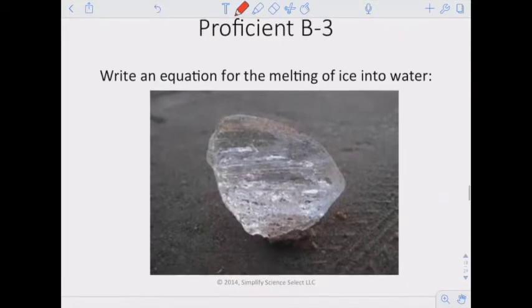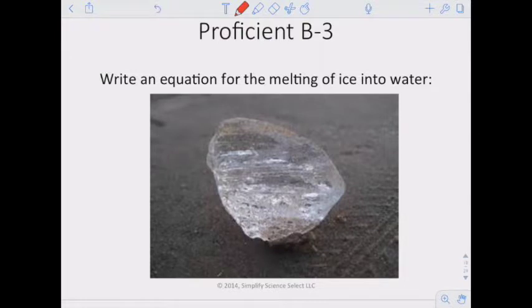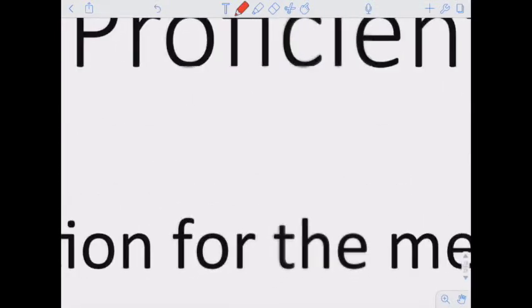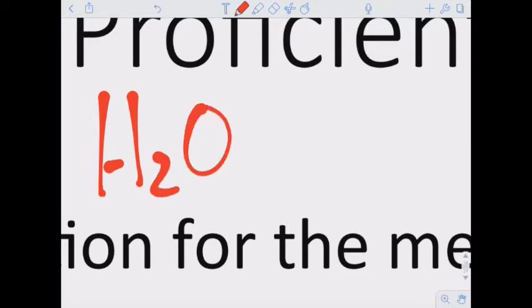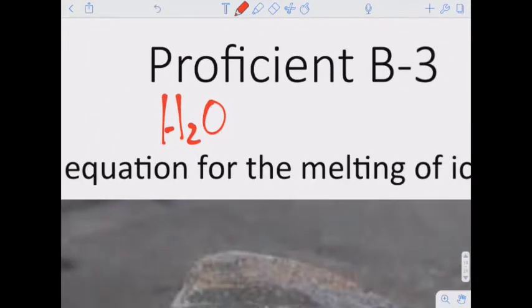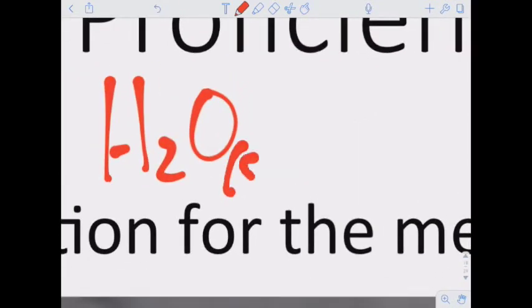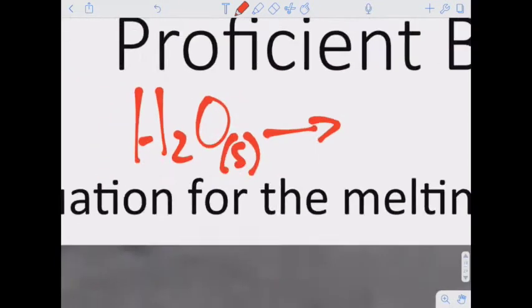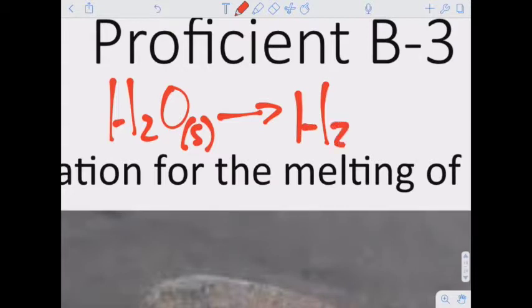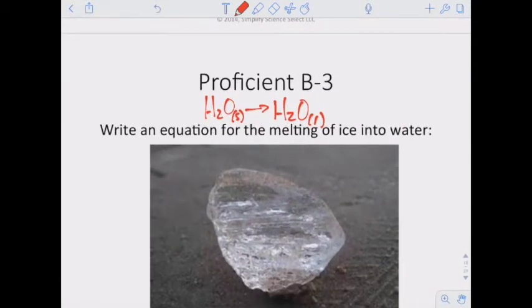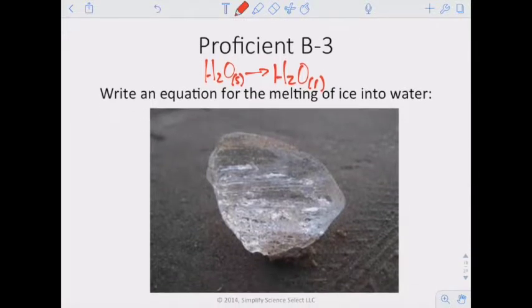Our next example says write an equation for the melting of ice into water. So when we look at this, we have water. We know that water is H2O. It's melting from ice into water. So the very first one would be a solid H2O turning into H2O in the liquid state. And so that would be our equation for solid ice melting into liquid water.